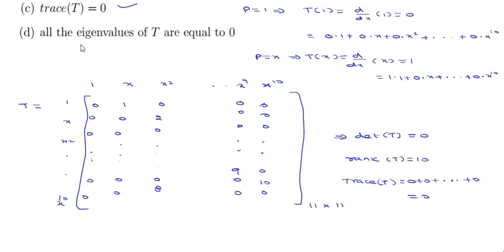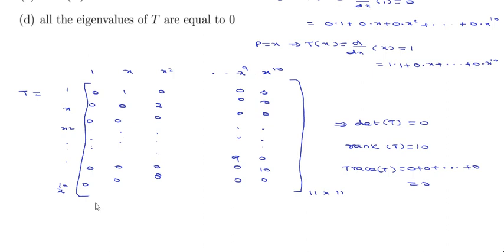So next we will check whether all the eigenvalues of T are equal to 0. So here the given matrix, the matrix we formed, that is the T matrix, is an upper triangular matrix.